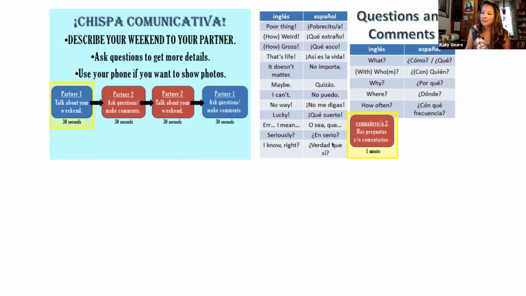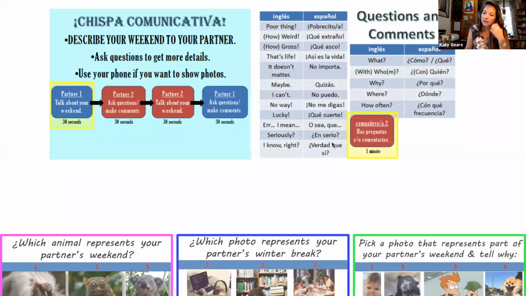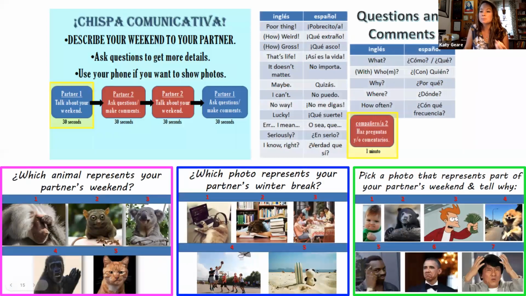And so lastly, I'll put something up like, which animal represents your partner's weekend? They're like, oh, número uno, tiene examen. We're like, oh, qué pena. Or after winter break or something like that. Or sometimes my older kids, I'll ask them, pick a picture that represents part of your partner's weekend and tell us what happened.